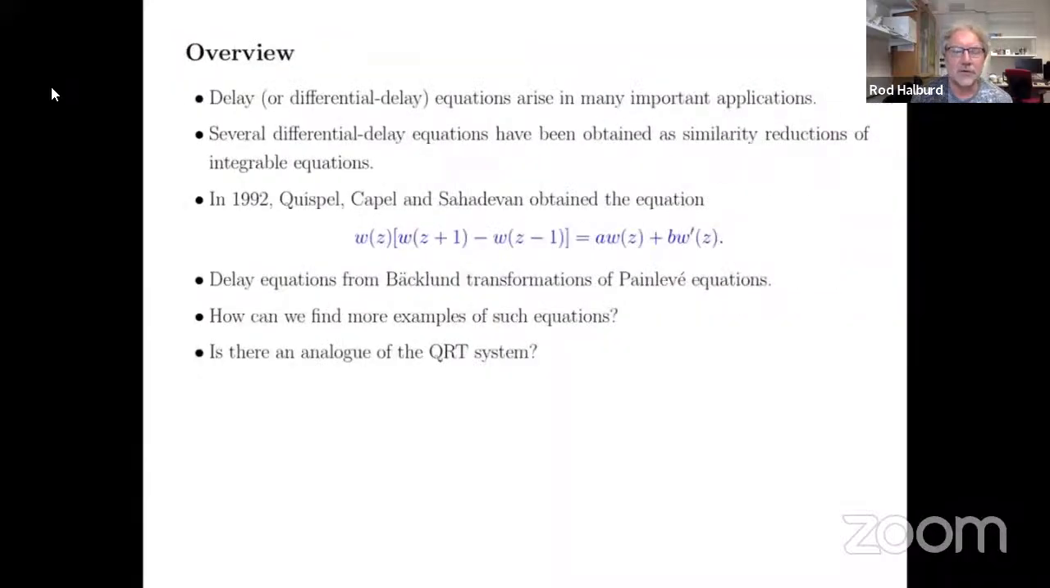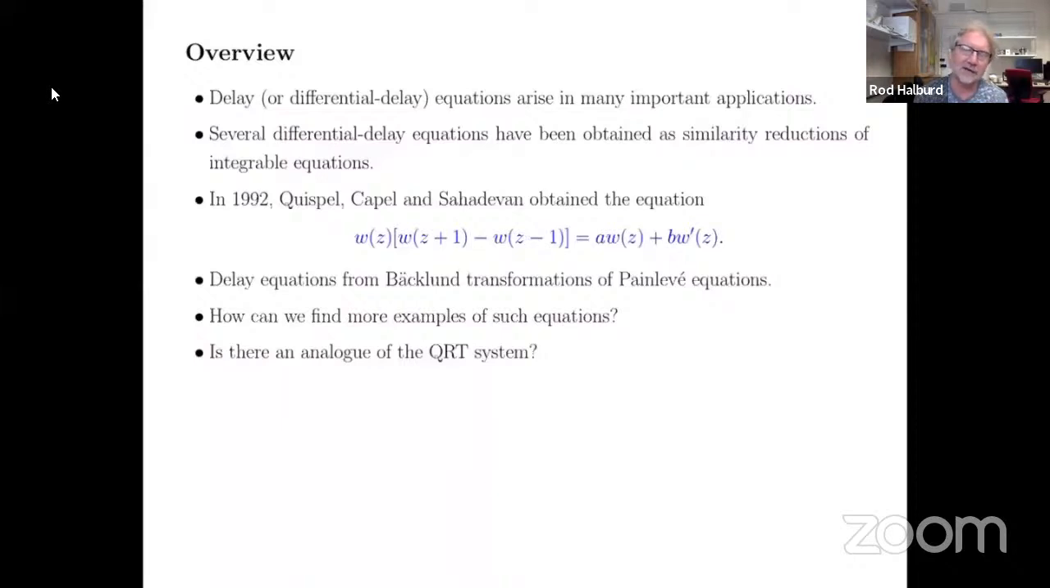So very briefly, delay or differential delay equations arise in many important applications, although I'm not actually sure if the types of equations, the hopefully integrable equations I'll be describing, will arise in those applications. But certainly they appear in sorts of applications where you have quantities that vary both locally in time and also in some sense seasonally. So what was happening at the same time last year has some effect. So differential delay equations are common in, for example, mathematical biology and finance and so on.